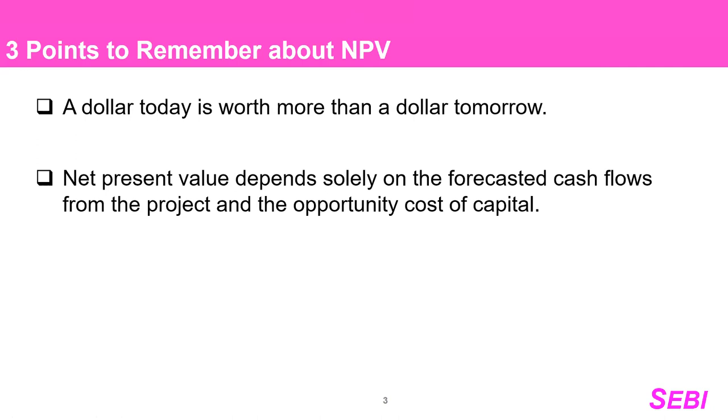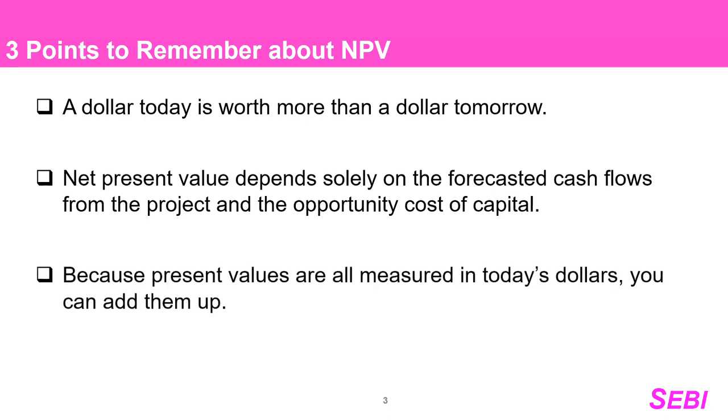In arriving at net present value, it is based on forecasted figures, on budgeted figures, or estimated figures. Then the final thing to remember about net present value is that having calculated those values, because they're all standardized in today's value, then you can always add them up together, right? So the net present value, if you have two projects A and B, the net present value of A and B is equivalent to the net present value of A plus the net present value of B.